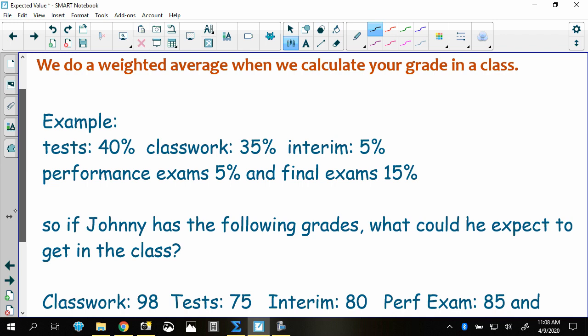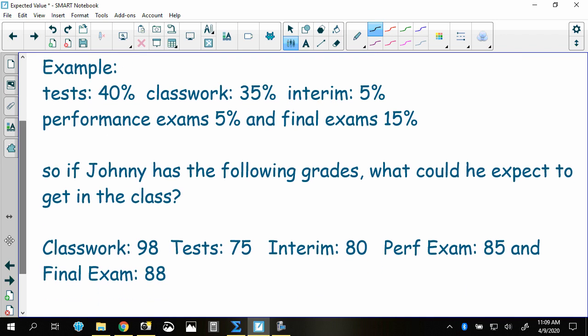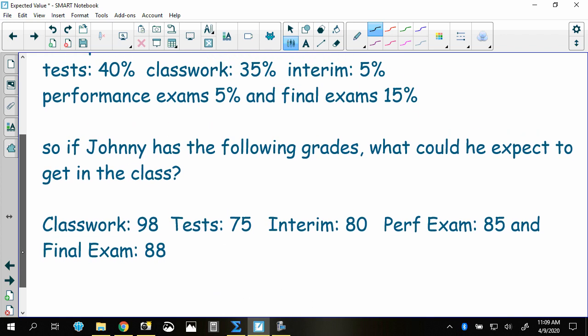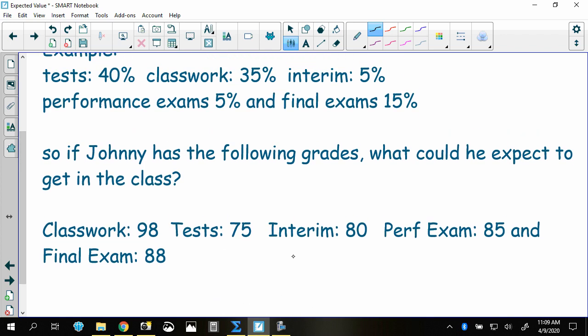So looking at this example with Johnny's student, he has the following grades, so we want to know what he can expect to get in the class. He has a 98 for his classwork, 75 on his tests, his interim was 80, his performance exam was an 85, and his final exam he got an 88. So what we're going to do is take these percentages and multiply them to the values of each category.